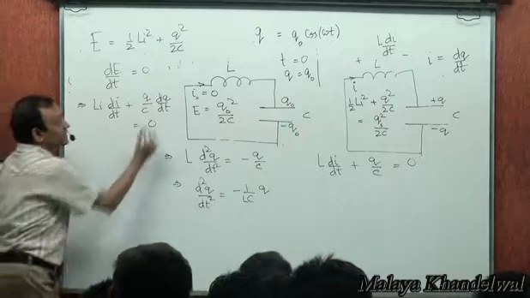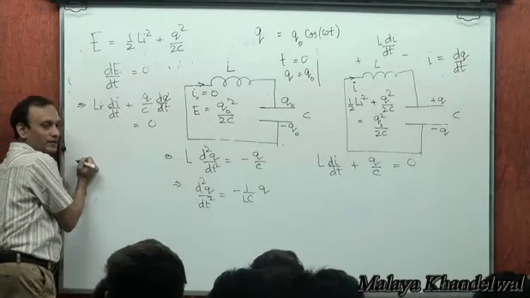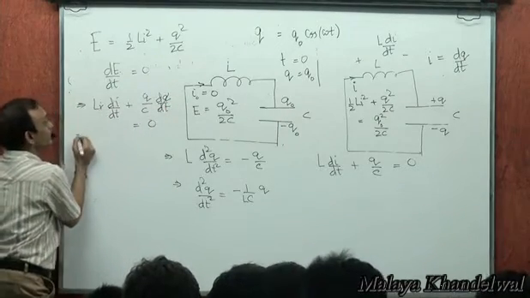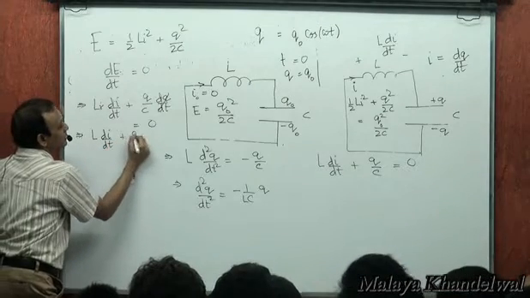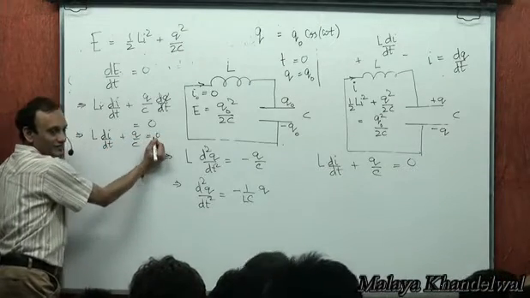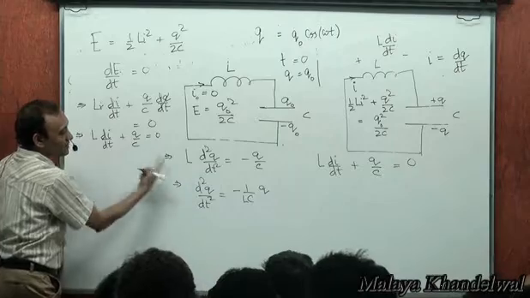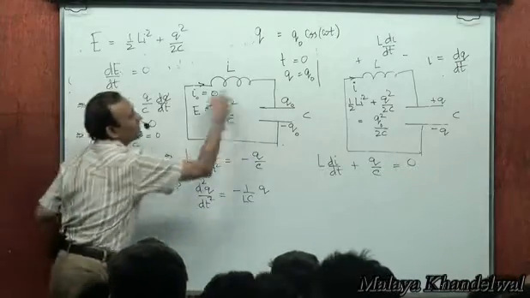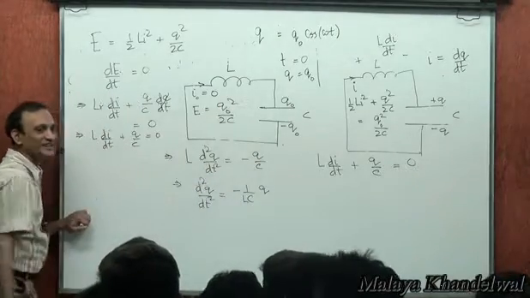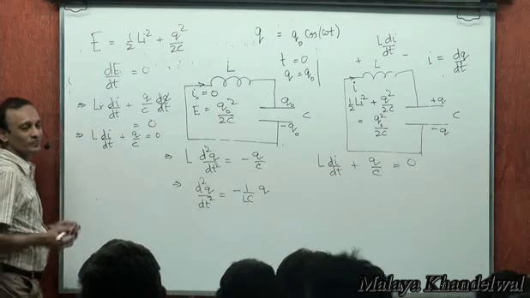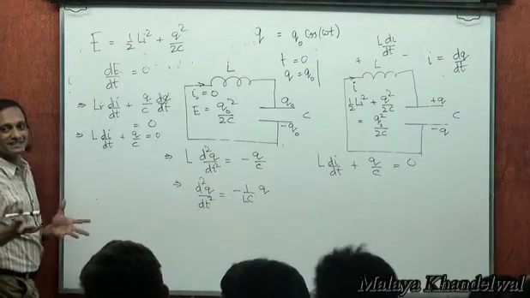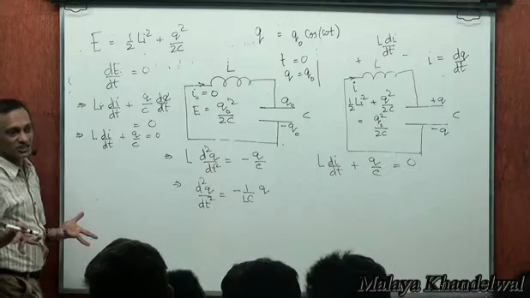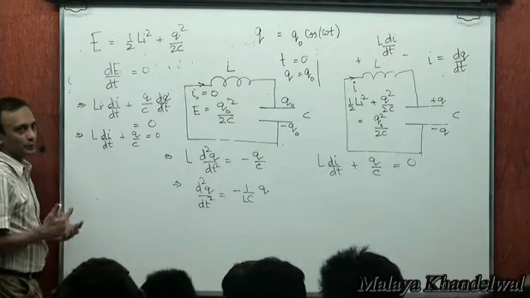Right? But dQ dt is the same as I. So dividing by I, you get L di dt plus Q by C equal to 0. Which was the original equation that we wrote, which was essentially KVL through the loop, isn't it? So that KVL essentially is about energy.